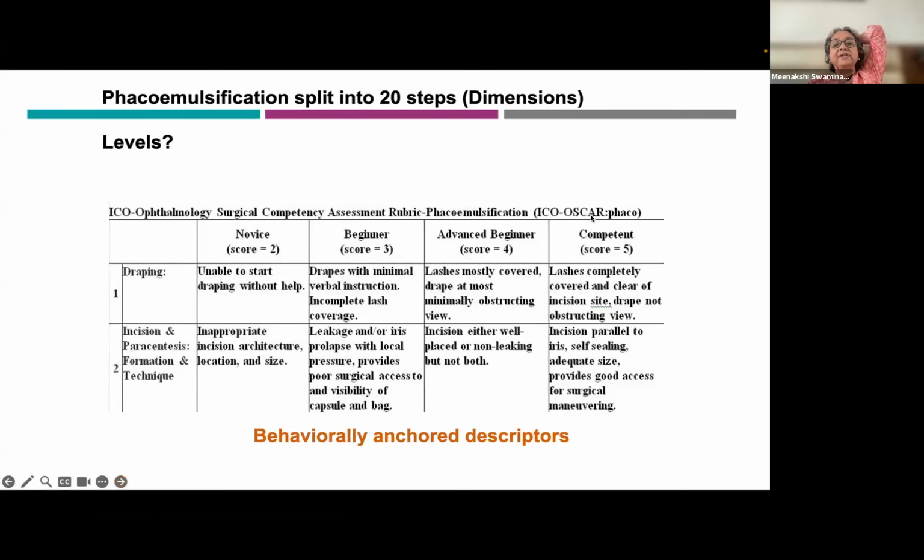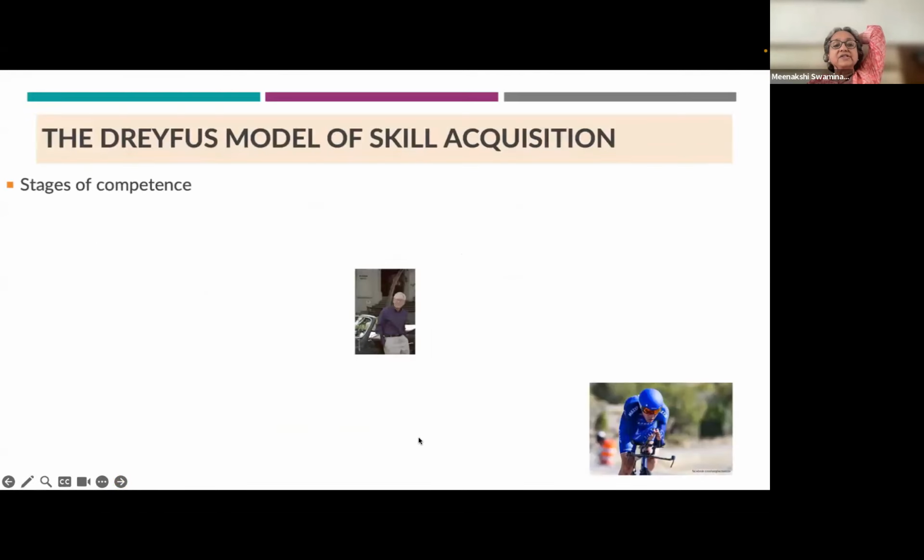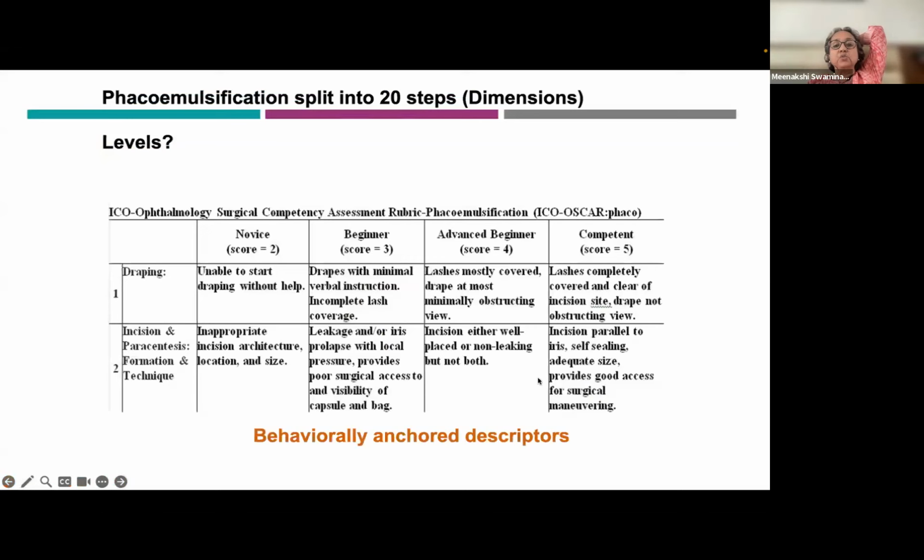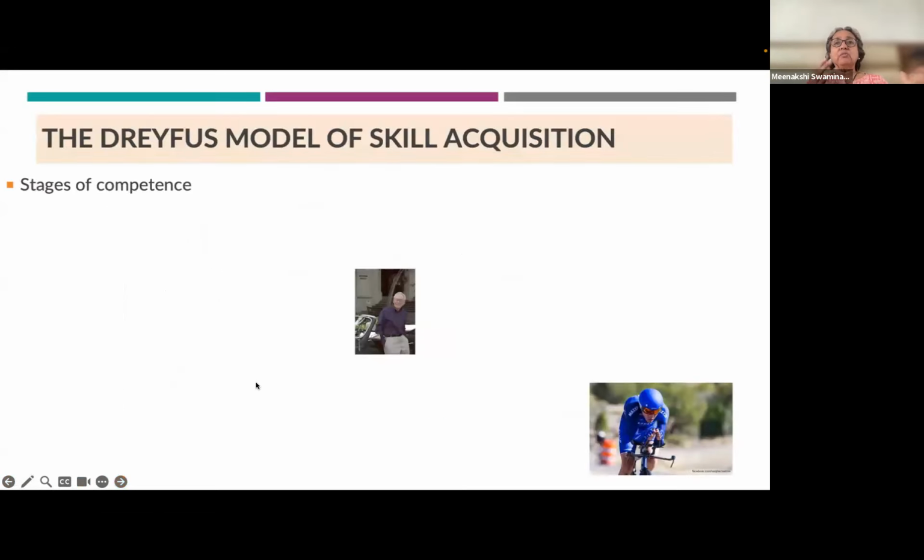The levels of competence are on the x-axis, and you can see the descriptors in each one of these levels. For example, if you talk of draping, the novice is unable to start draping without help, and a competent one has the lashes completely covered and clear of the incision site. I think Eduardo will be touching upon this in more detail. So what is this whole assessment of competence based on?